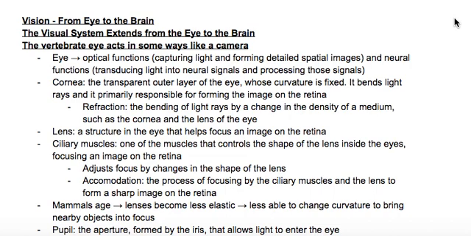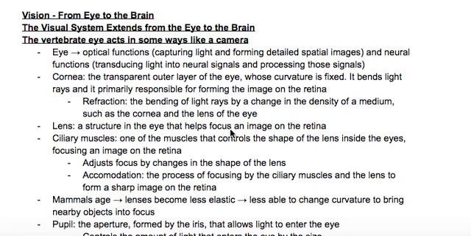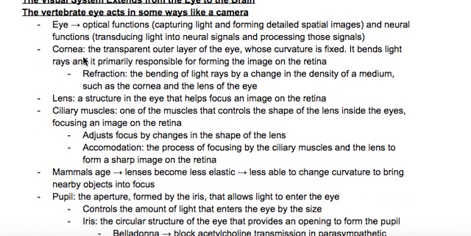Chapter 10, Segment 1 begins with discussing how the vertebrate eye acts in some ways like a camera, with both optical functions and neural functions. The first structure addressed is the cornea, which performs refraction, which is the bending of light rays by a change in the density of a medium, such as the cornea and the lens of the eye.